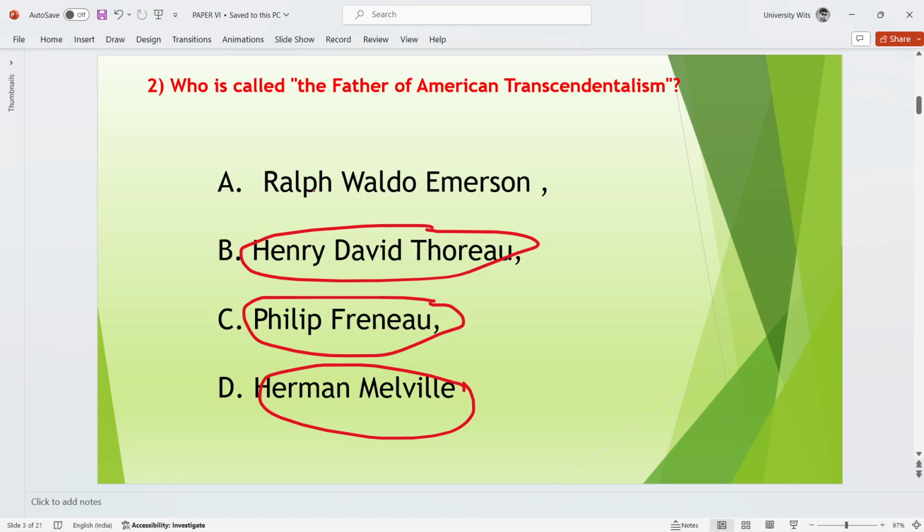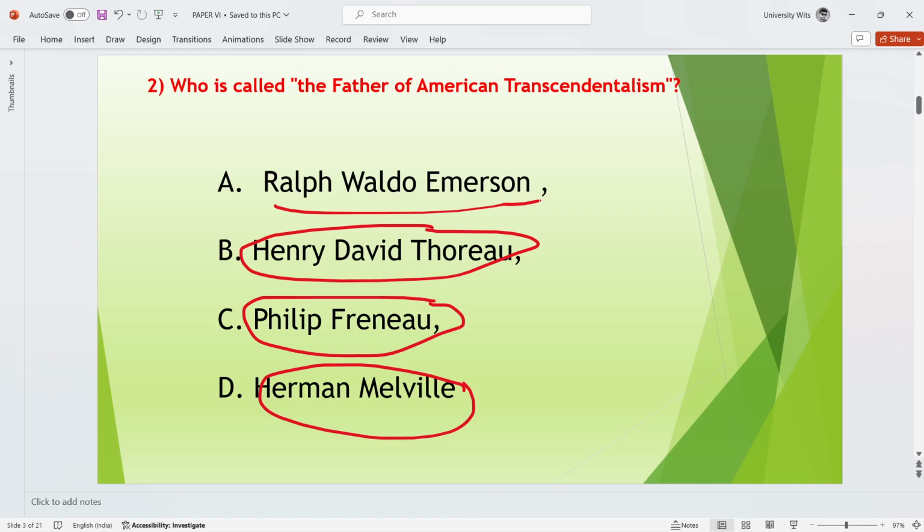Why? Because Ralph Waldo Emerson is called the father of transcendentalism. He is often referred to as the father of transcendentalism for his work, The American Scholar. If you read this work, his ideas on transcendentalism, then you can understand what I'm saying exactly.